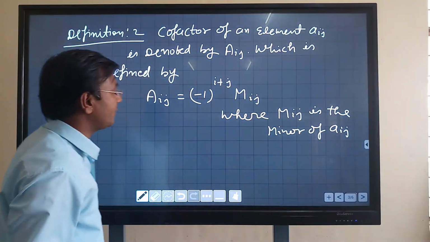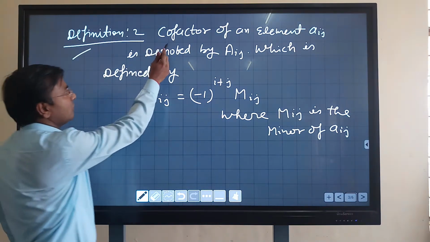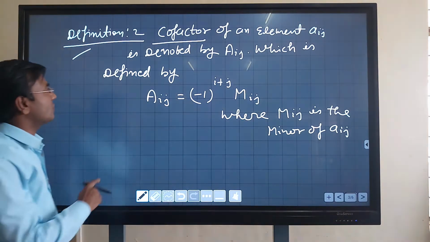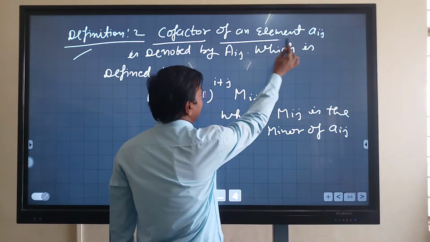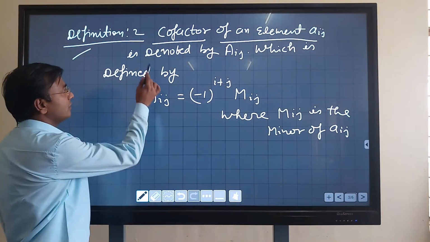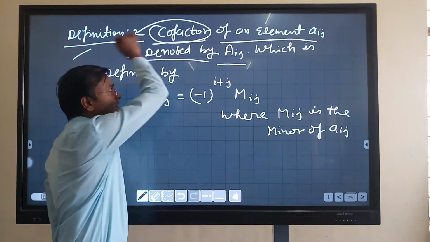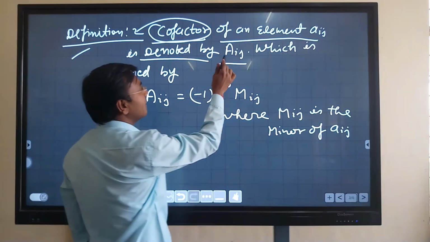Now let's see the next topic. Definition of cofactor. Cofactor is also related to minor. So see, by definition, cofactor of an element aij is denoted by capital Aij. The word is cofactor, and here what we are saying, Aij.